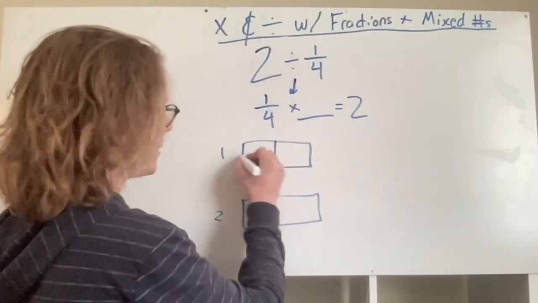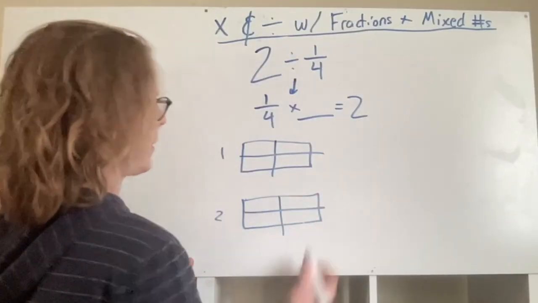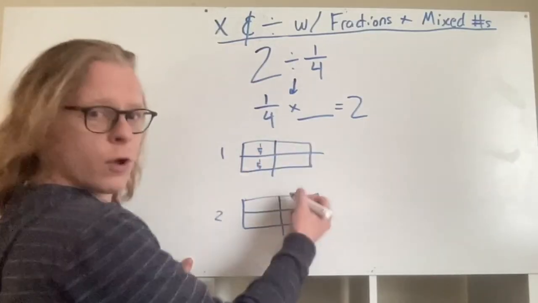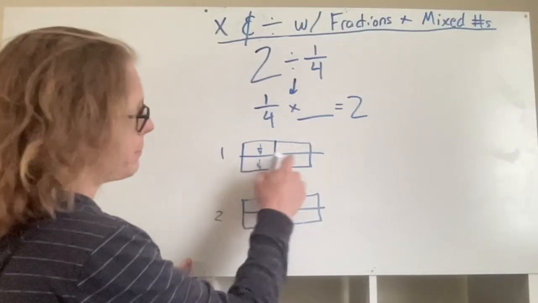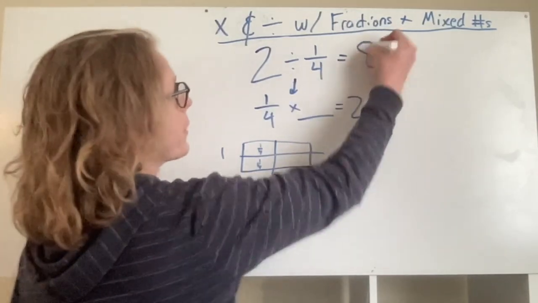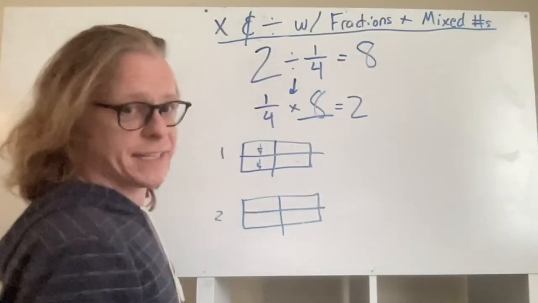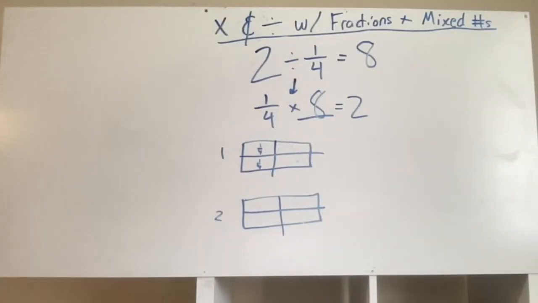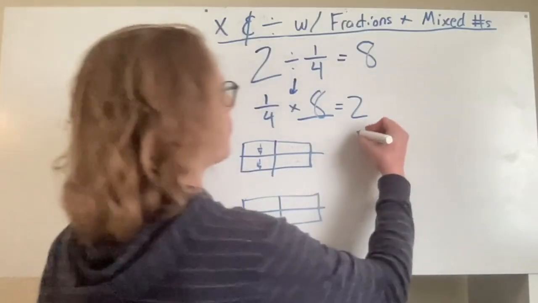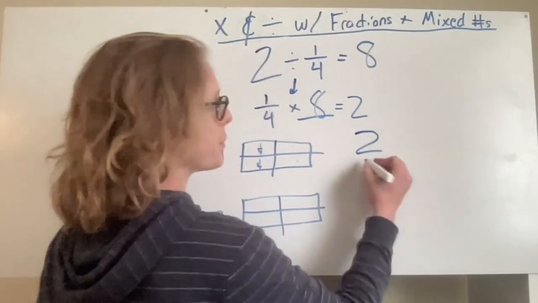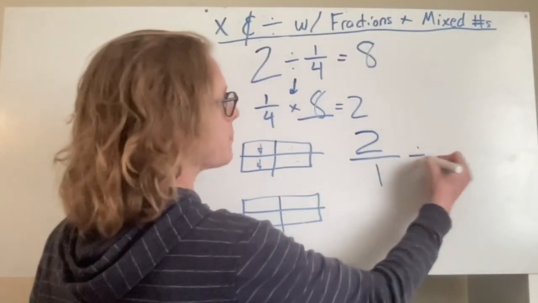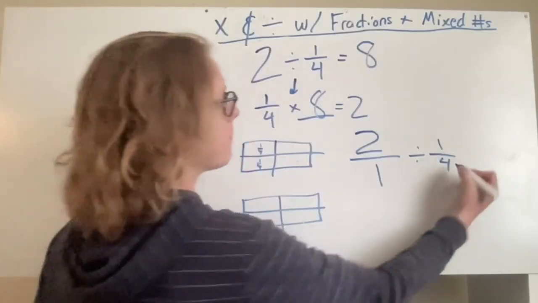Now, I want to see how many 1/4 pieces can I fit into 2 holes. So I break them each into 4 parts. And I see this is 1/4, this is 1/4, right? They're all 1/4, and I have 1, 2, 3, 4, 5, 6, 7, 8 of them. So we know that our answer here should be 8, right? But what do we actually do, right? Okay, well, 2 is a whole number, so I'm going to turn it into a fraction. 2/1 divided by 1/4.